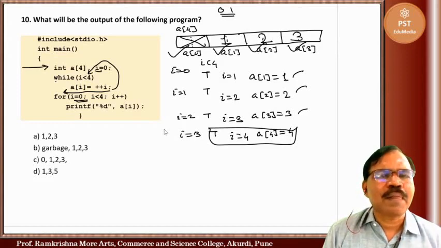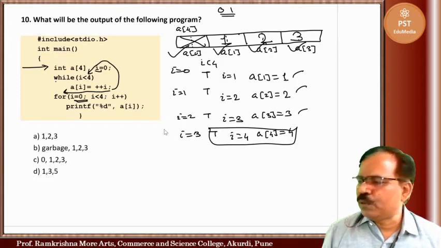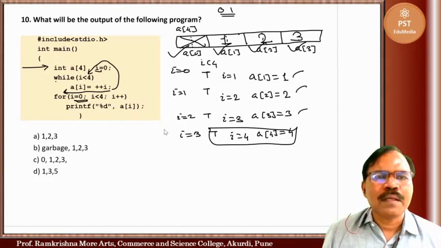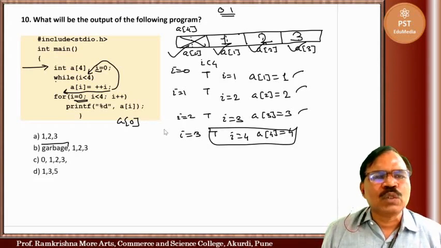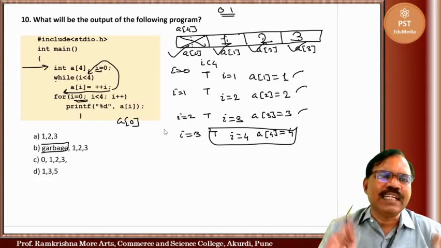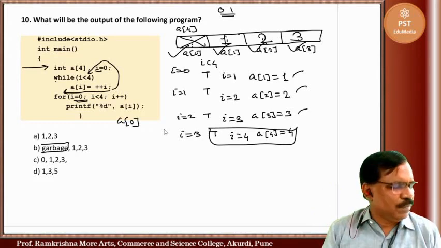So what happens? What is the output? A[0] is printed. But what is printed? Whatever earlier value, that is called garbage value. So you may get 64, you may get 128, you may get any value depending upon your program.